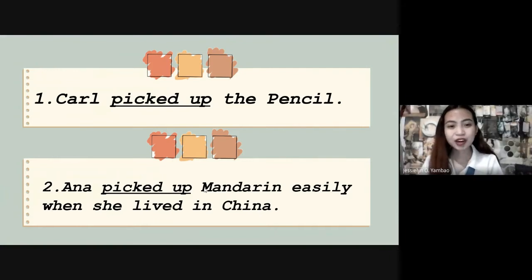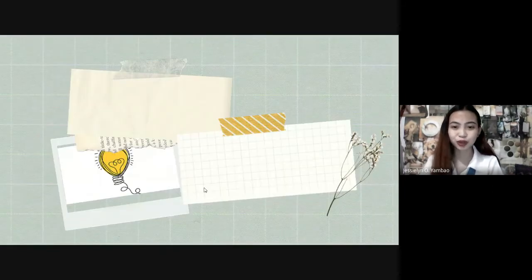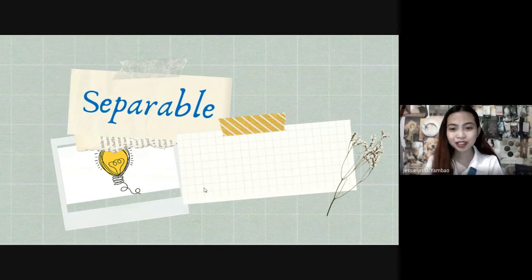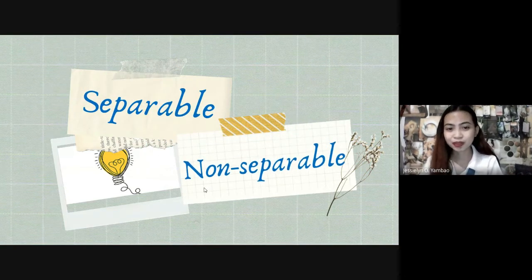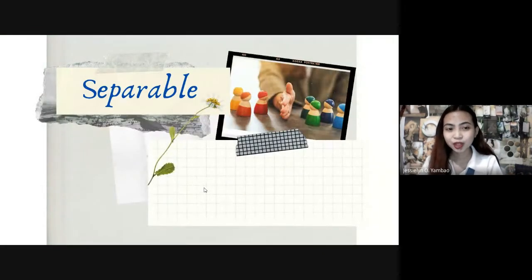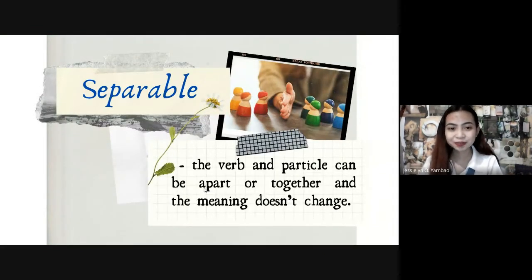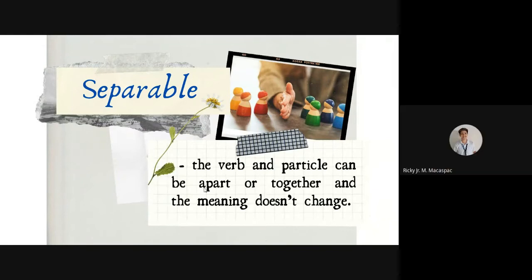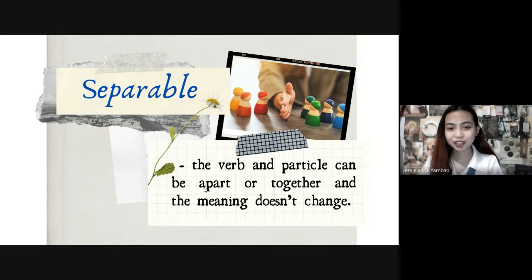Now that we are presented with these sentences, there are two types of multi-word verbs, and these are the separable and non-separable. Let's go first with separable. Ricky, kindly read the meaning. Separable. The verb and particle can be apart or together and the meaning doesn't change. Okay, to explain that further, let's take this example.